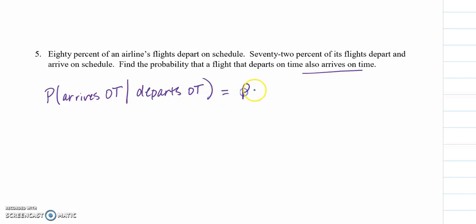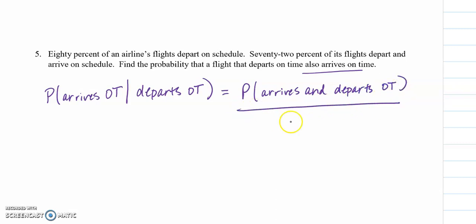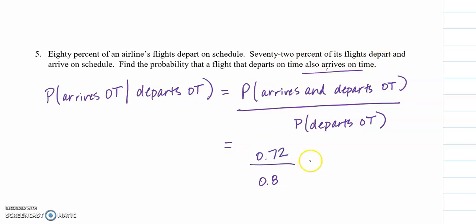So based on the formula that I just gave to you, we need the probability that a plane arrives and departs on time, and then we divide it by the probability that the plane departs on time. And rereading the text, we have both of these values here. 80% of an airline's flights depart on schedule. 72% of its flights depart and arrive on schedule. So 90% of the time, a plane will arrive on time given that it departs on time. That's it for conditional probability.